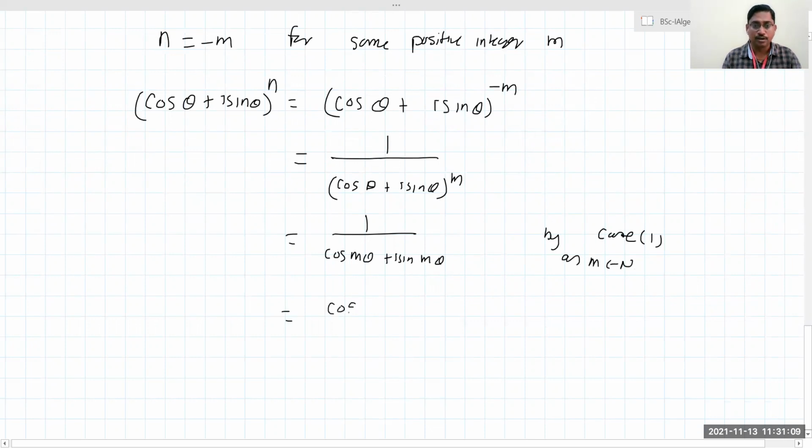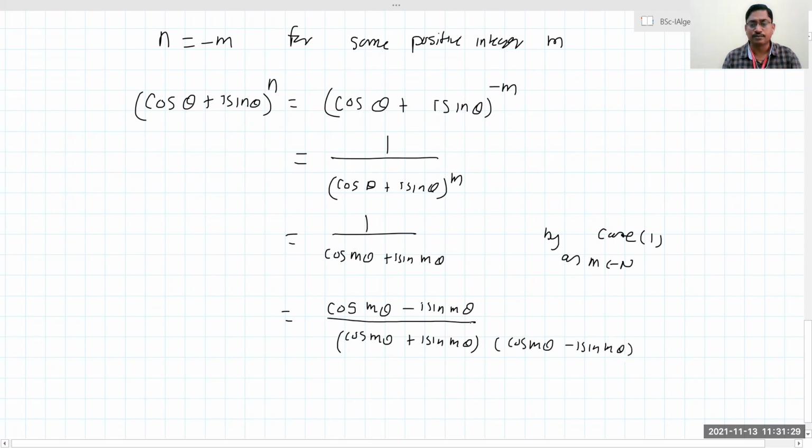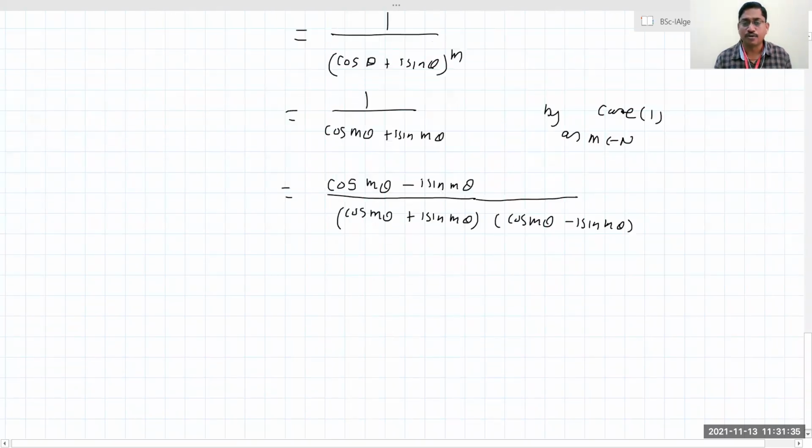So you rationalize the denominator: cos of m theta minus i sin m theta, divided by cos of m theta plus i sin m theta multiplied by cos of m theta minus i sin m theta. So what is the denominator? It is just z into z bar, so it is mod z square.